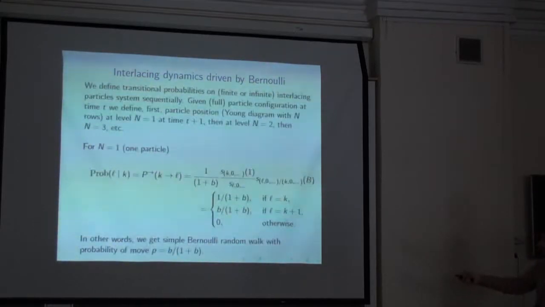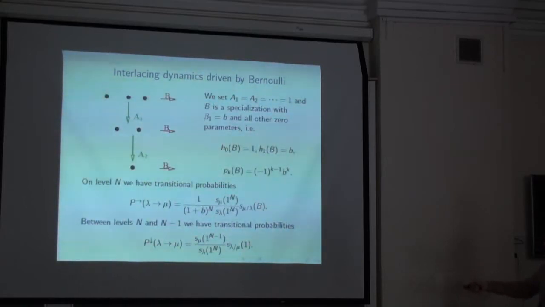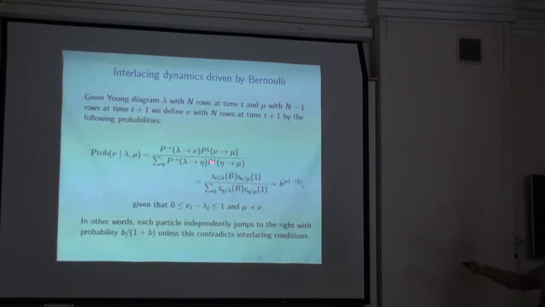So now we just substitute. Well, we have the definition. We substitute. We notice that all these complicated factors that we did not even evaluate cancel out. They're not important. What is left are only these factors which we just computed. After substituting the formulas, we see that the answer is very simple. It is just b to the number of boxes in the new position minus the total number of boxes in the last position, which informally means that each particle independently jumps to the right with this probability b divided by 1 plus b, unless this contradicts interlacing conditions.